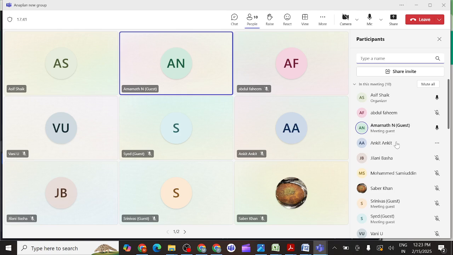Coming to the balance sheet, it simply has two sides: liabilities and assets. On the liabilities side, we have equity, loans, and current liabilities.